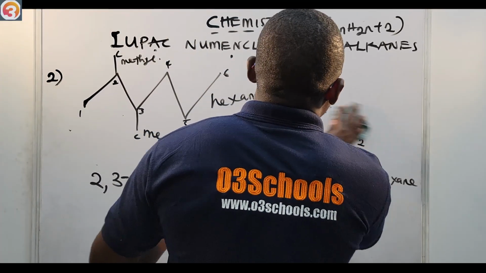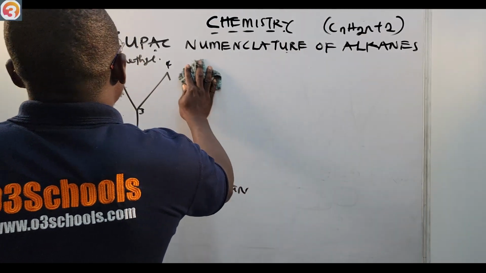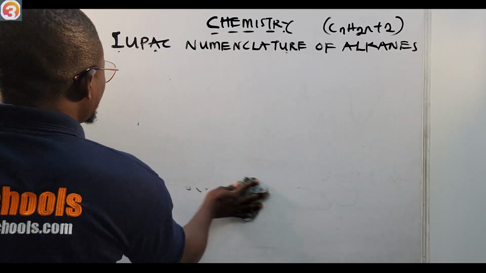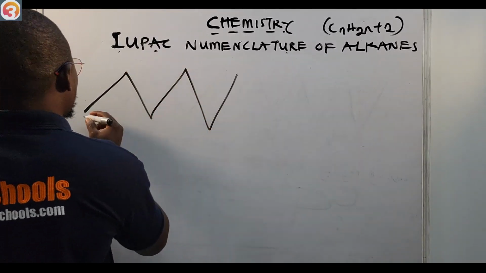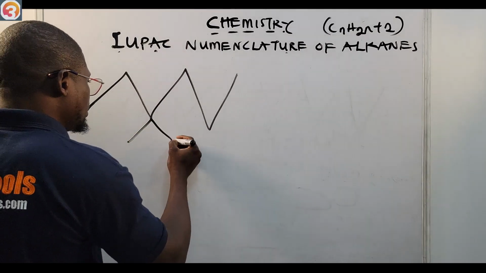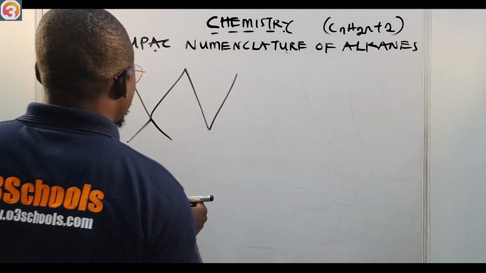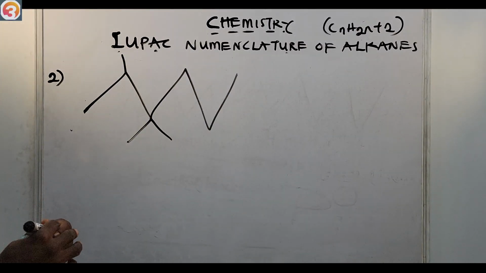Now let us have another example. This will be the fourth example. So let's say we also have this: 1, 2, 3, 4, 5, 6. Then on this carbon atom we have two branches like this, and likewise here we have this. Now, how do we name this compound?